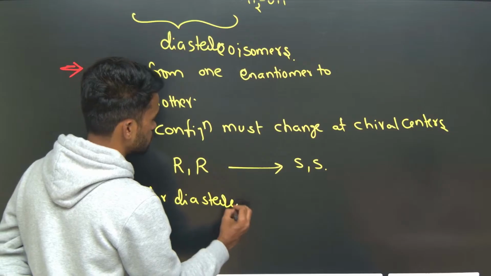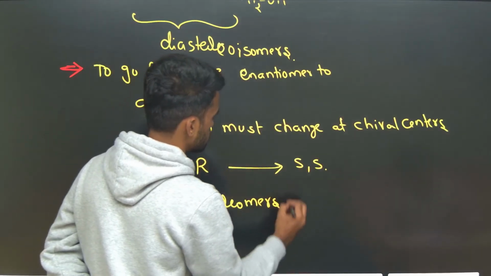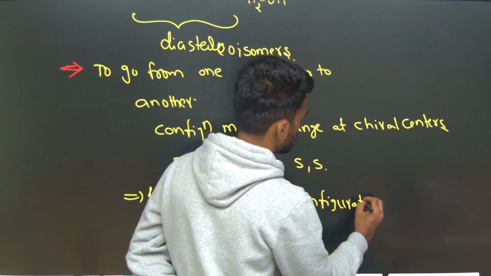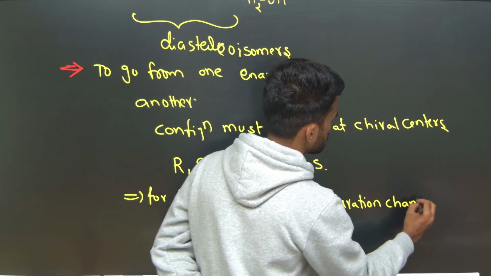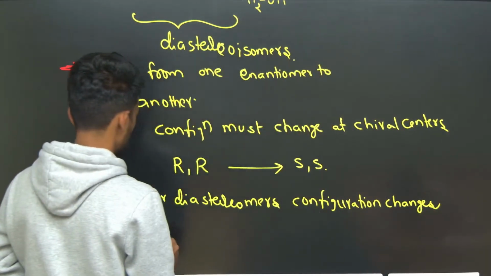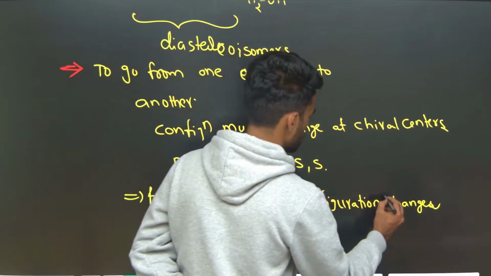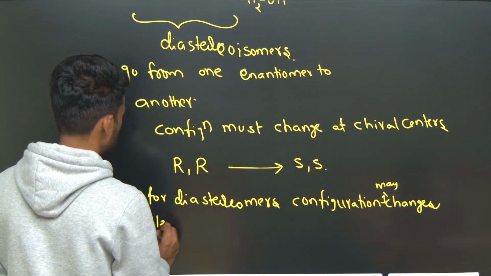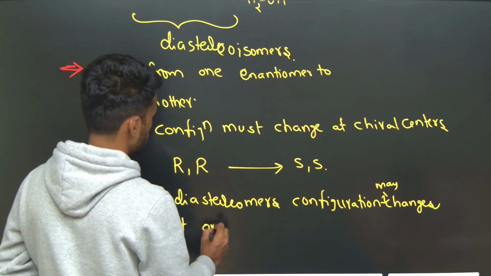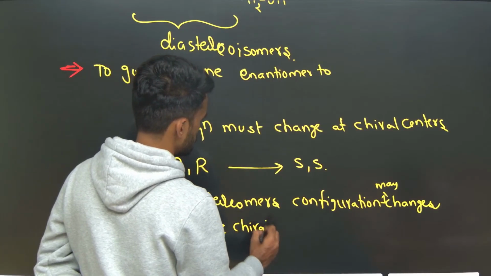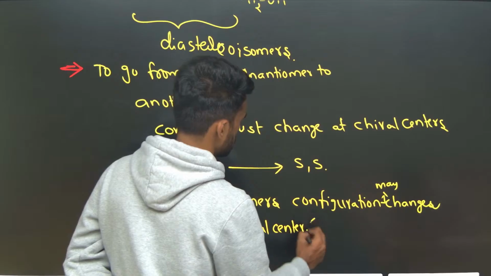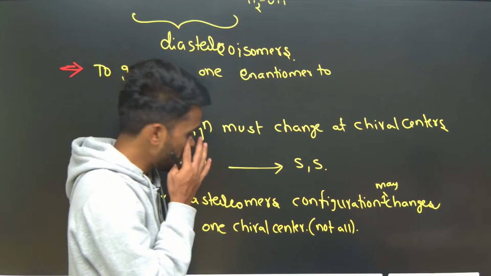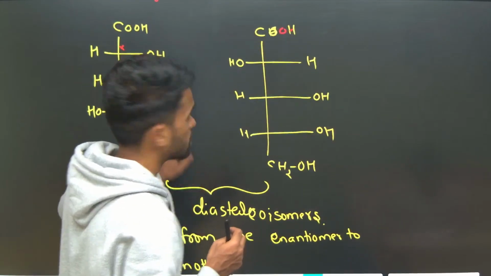Okay, and for diastereomers, configuration may change at at least one chiral center. I am not saying all, at least one chiral center, not all. Okay, for understanding purpose you can observe this structure, these isomers.